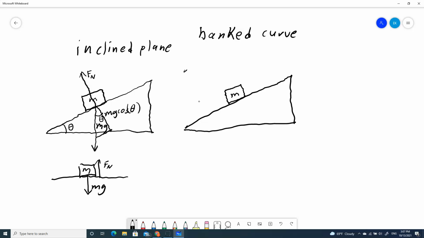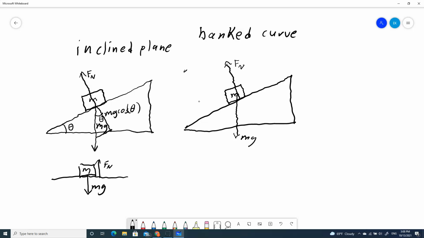And again, as usual, we're still on Earth, mg is always downwards. That's the weight of the car. And of course, there's the force normal, which is always perpendicular to the surface. So that's because the force that the surface exerts on the mass is going to be the force normal. It's going to be perpendicular to the surface. That's always the case.